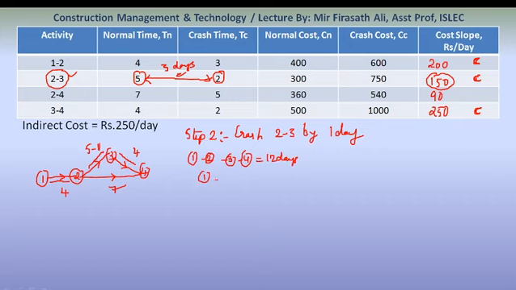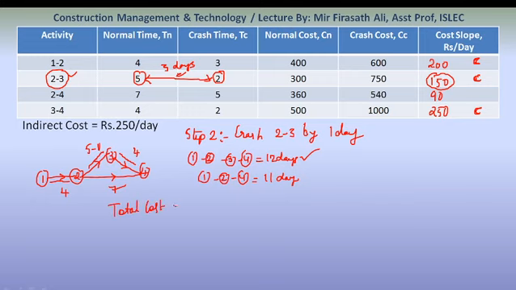Activity 1 to 2, 2 to 4. How many days? 11 days. So the critical path remains the same. Now let us see the total cost. Now we will find the total cost.